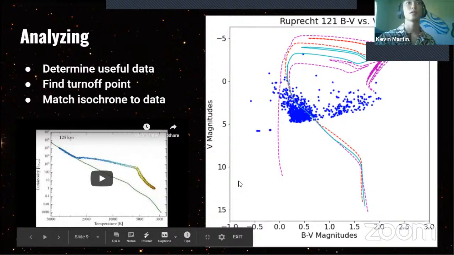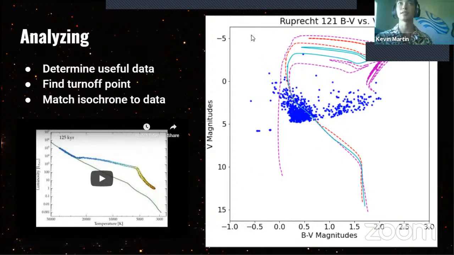If we're looking at the data over here, you can see there's nothing really up here, and then you can see a few stars starting to peel off from that main sequence. So if we plot a bunch of these isochrones on the data, we can find one that matches all of our points. And that is how we can determine the overall age of the star cluster.